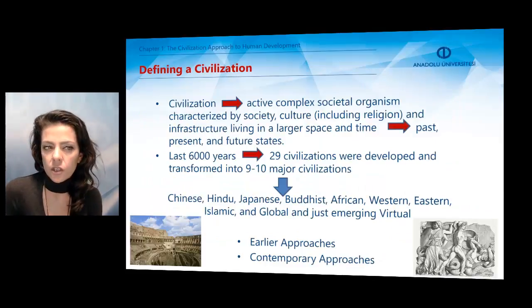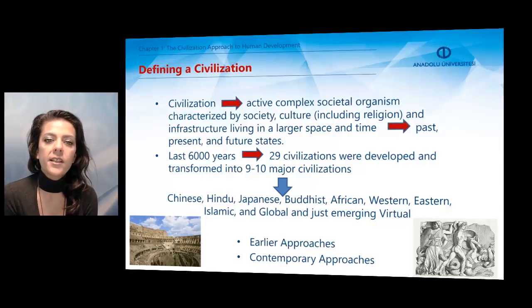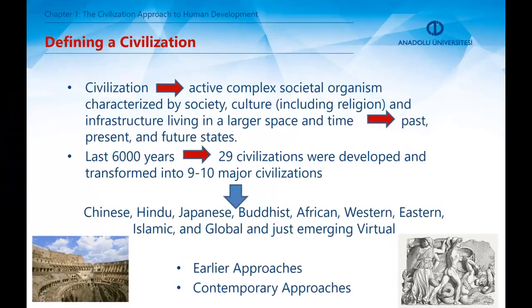Let us start with the definition of civilization. In its basic and broader sense, a civilization is an active, complex societal organism characterized by society, culture, including religion, and infrastructure as well, living in a larger space and time. So it has its past, its present, and its future states. In the last 6,000 years, there have been 29 civilizations. Those civilizations were transformed into 9 to 10 major civilizations, such as Chinese, Hindu, Japanese, Buddhist, African, Western, Eastern, Islamic, global, and just emerging virtual civilizations.